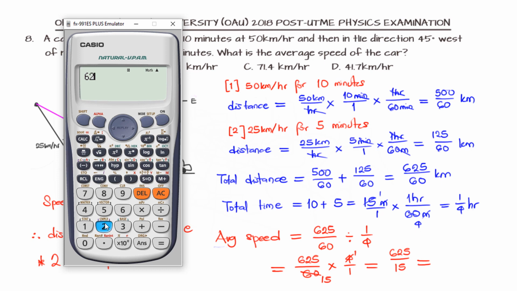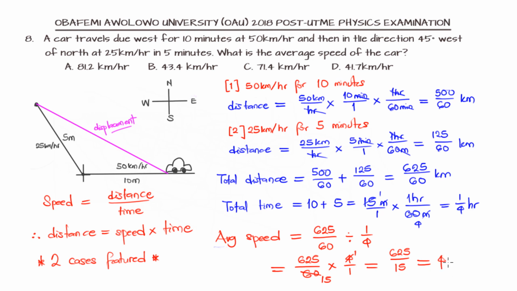And if we bring in our calculator, 625 divided by 15, that will be 41.67 or 41.7 kilometers per hour. So the correct option for us is option D. That is the right answer.